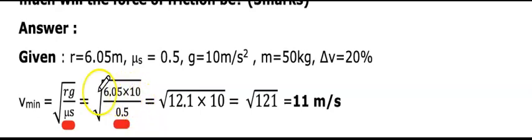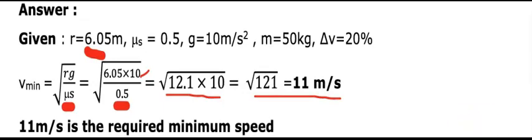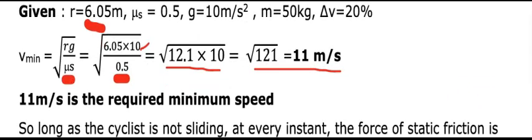Now substitute the value: r is 6.05, that is the radius here, and we have 10 as g. On substituting we get 1.21 into 10, which gets converted to 121, and finally we get the speed as 11 meter per second. So 11 meters per second is the required minimum speed.